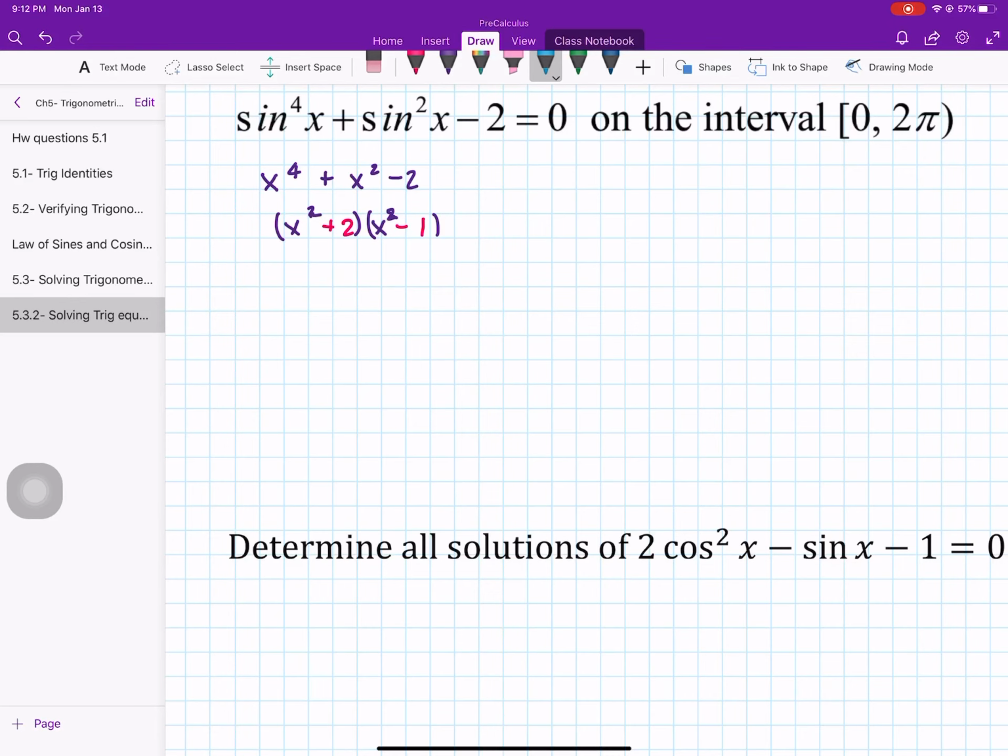Since it's got sines in it, just replace the x's with the sine of x. So I have the sine squared of x plus 2 times the sine squared of x minus 1 equals 0. Then again, you set each factored portion equal to 0.